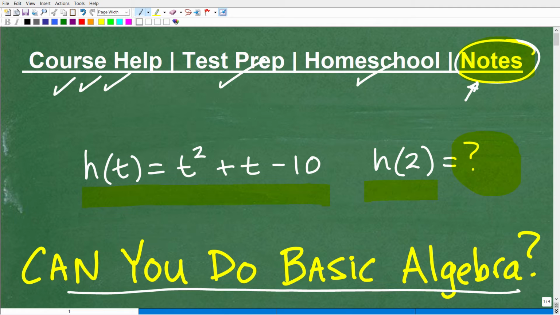Okay, so let's get to it. And, listen, even if you can't do this problem, don't feel bad about your ability to learn algebra. It's just a quick pop quiz. But let's talk about what we want to do here.